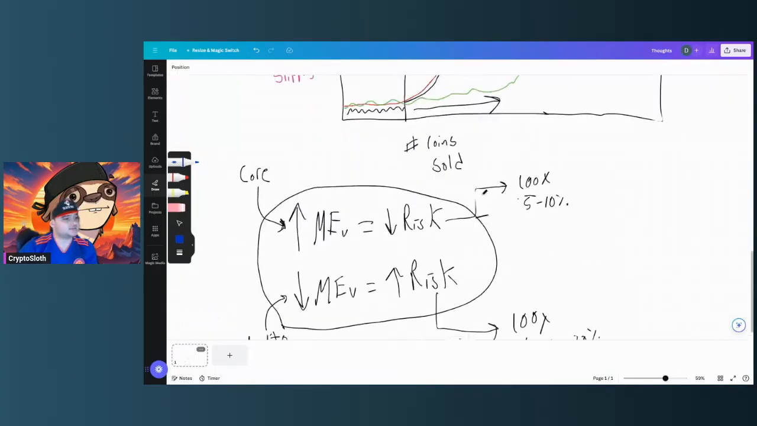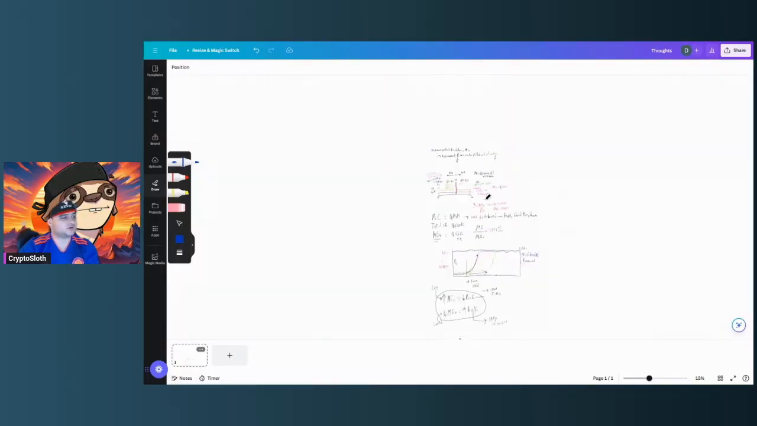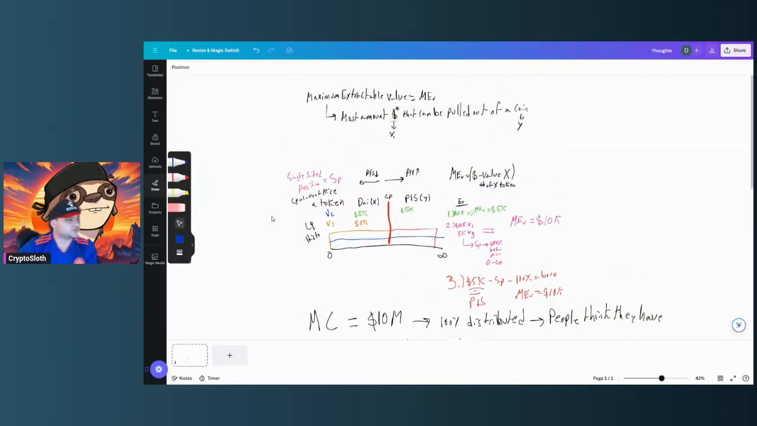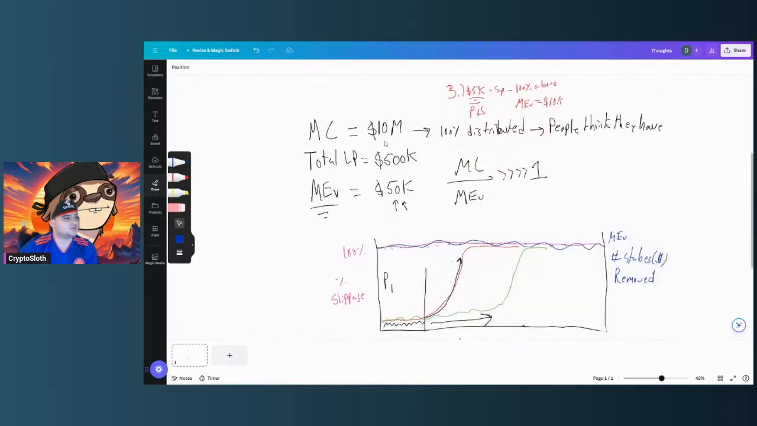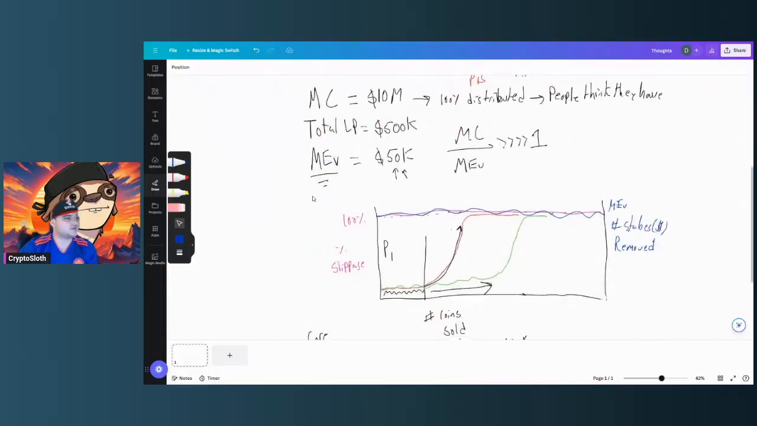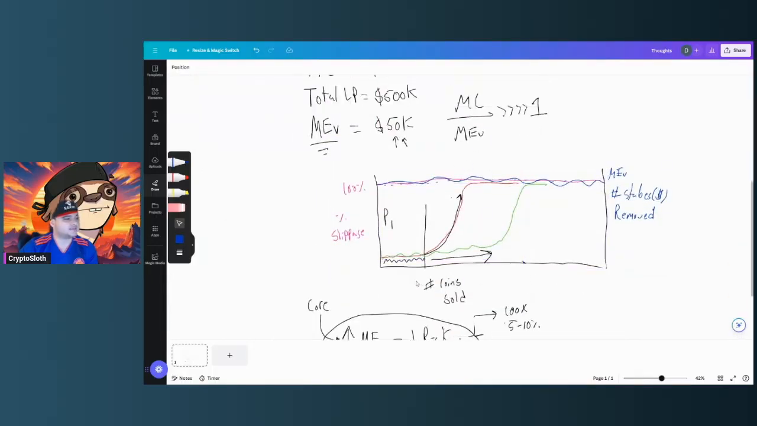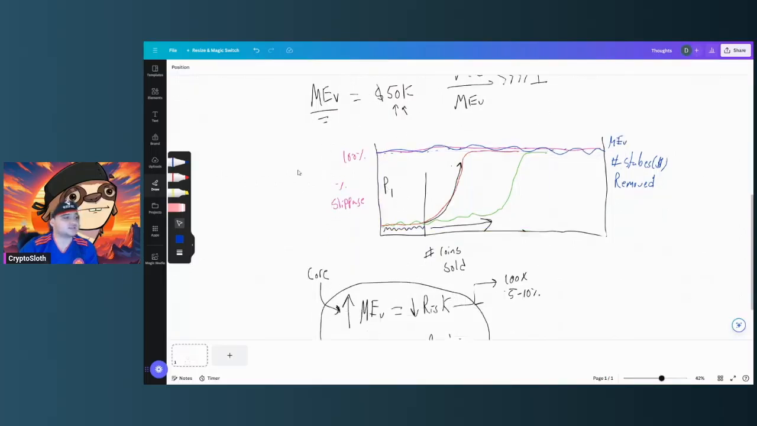But yeah, so that's pretty much it, everybody. Let me give you a little overview of everything we talked about. So we talked about what maximum extractable value is. We defined it in terms of different LP examples. And then we saw how we can use this maximum extractable value, and we can plot it against the number of coins being sold. And we find that we get a sigmoidal curve both for the MEV, the maximum extractable value, as well as the percent slippage.